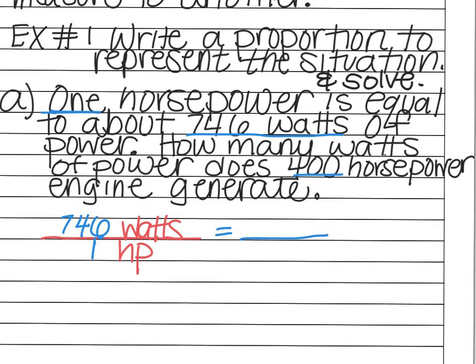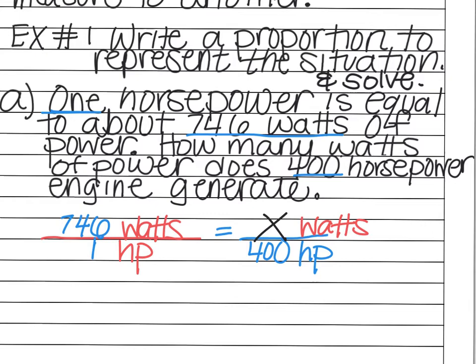And it says how many watts of power does 400, I'm getting that from right here, horsepower engine generate? So we have 400 horsepower, and if you notice, I wrote that below here because this is where my horsepowers are. They must line up. So if I put watts on top, I have to have horsepower on the bottom, and it has to be equal on both sides, watts and horsepower. You could have changed it around and wrote horsepower over watts, but it would have to be horsepower over watts here as well. So it wants to know how many watts of power does 400 horsepower engine generate. So that's the part that I don't know. That's my X. I don't know how many watts. So I need to find it.